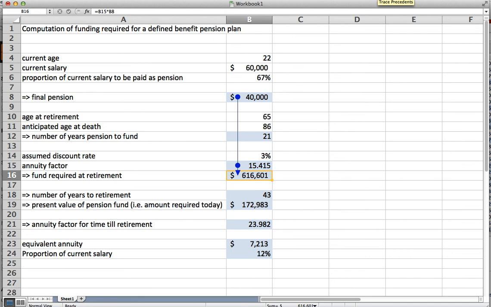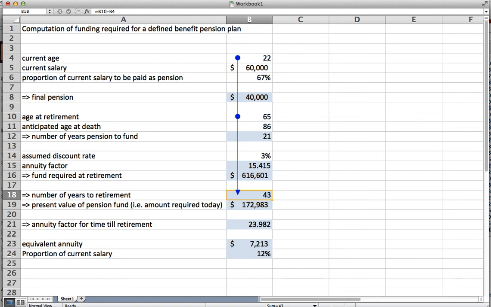And what's the equivalent annuity? Well, we can do it various ways, but I like to look at it like this: if the employee is currently aged 22, that means there's 43 years until retirement, so this 43 years is the age at retirement, 65, minus the current age of 22. Okay, they've got 43 years to save up. So yes, they need a fairly hefty pension fund on retirement of $616,000.